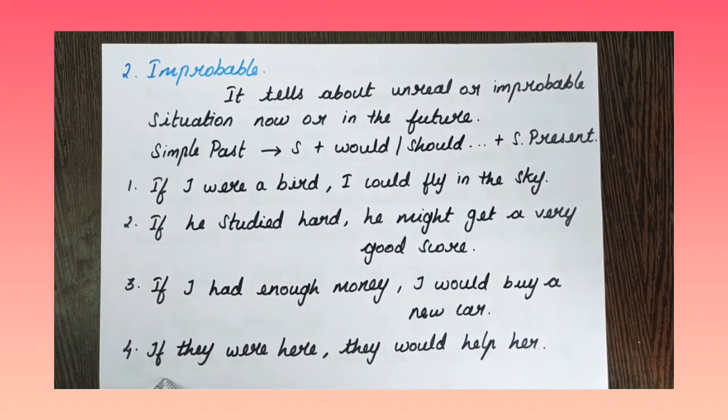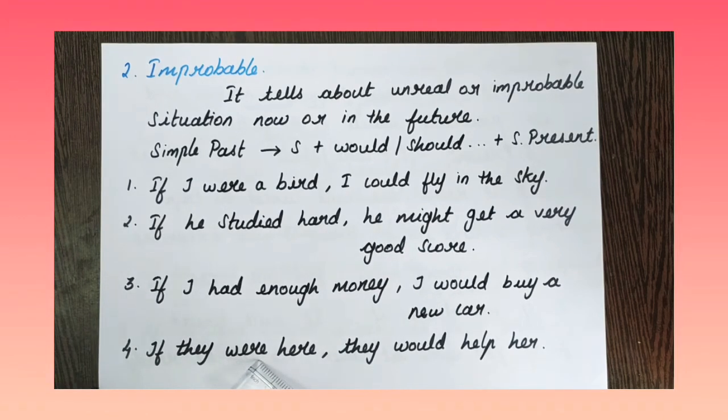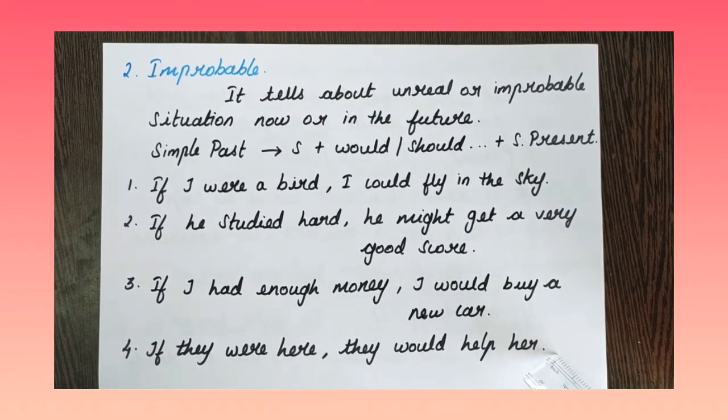See the fourth example: if they were here. Were is for past tense only, no? So, if they were here, they would help her. They would help her. See, I think it's clear. These are improbable conditions.